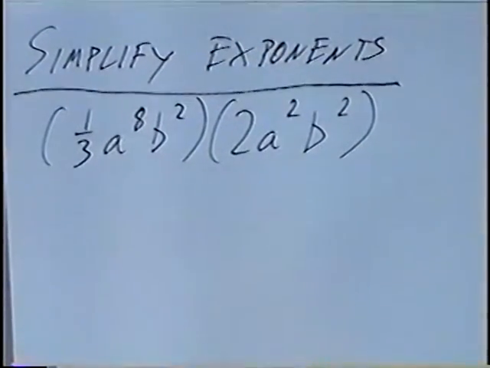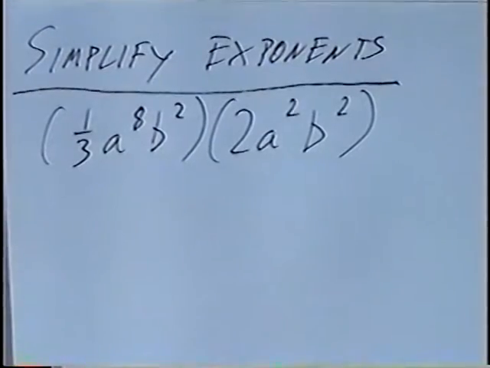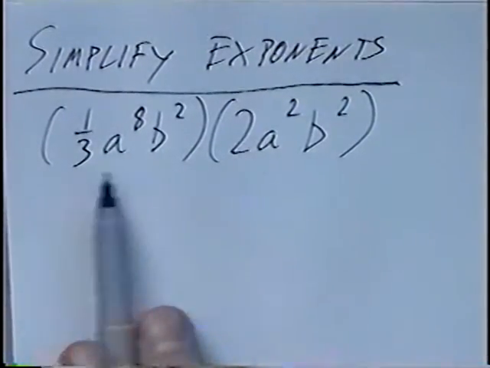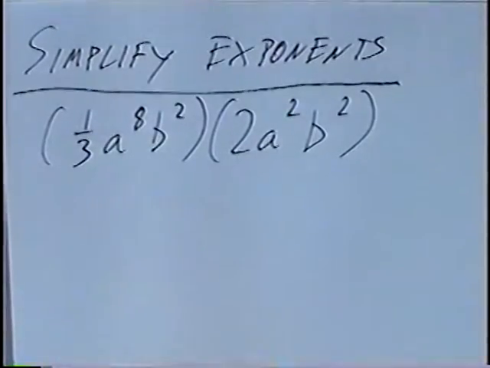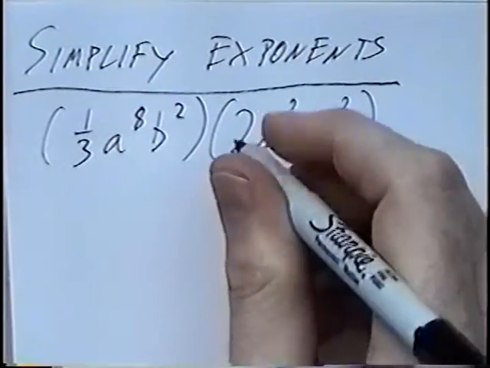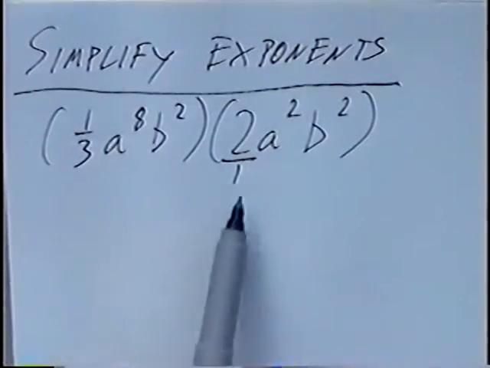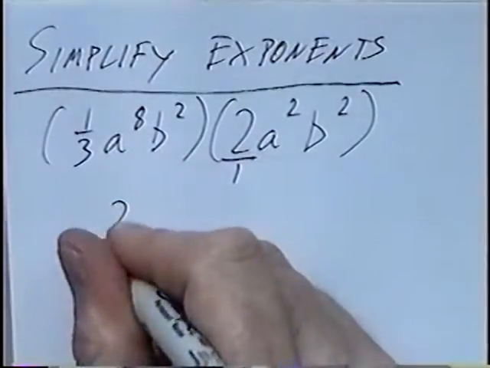Simplifying, we can combine both of these terms together. Looking first at the coefficients, we have 1/3 and 2. We can multiply coefficients, or multiply the numbers. 1/3 times 2. If you want to make the 2 a fraction, 2/1, multiplying the denominator and the numerator, we'll have 2/3.